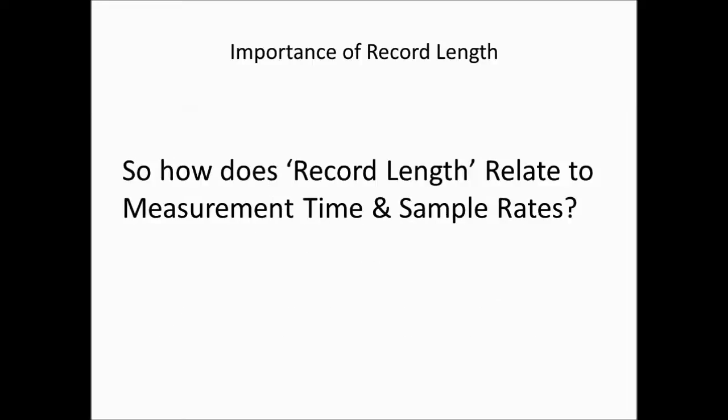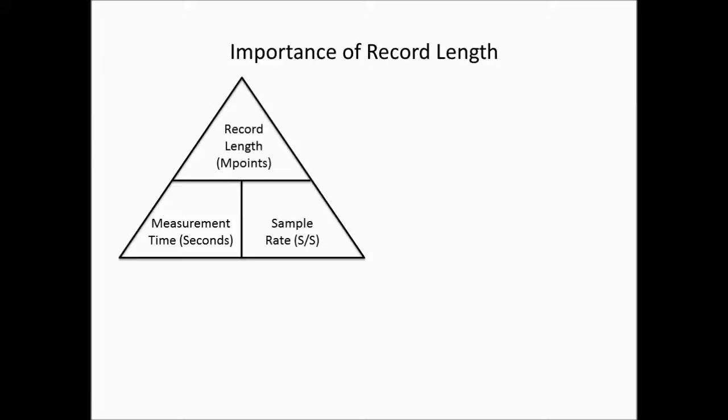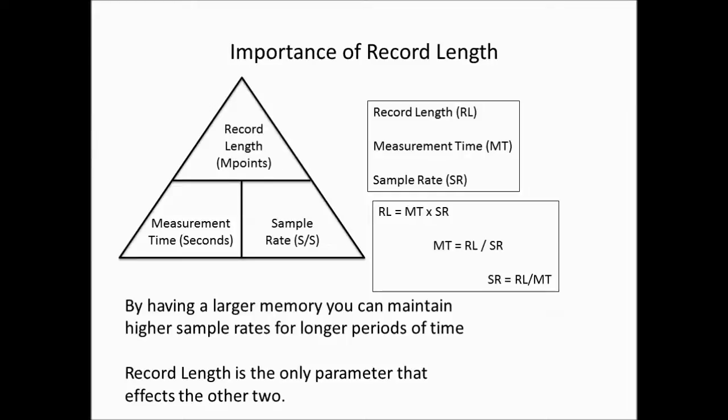So how does record length relate to measurement time and sample rates? Well, the record length is fundamental to measuring for longer periods at high sample rates. By increasing the record length, you increase your measurement time whilst keeping the same sample rate. Here we have a diagram to show how they relate to one another.